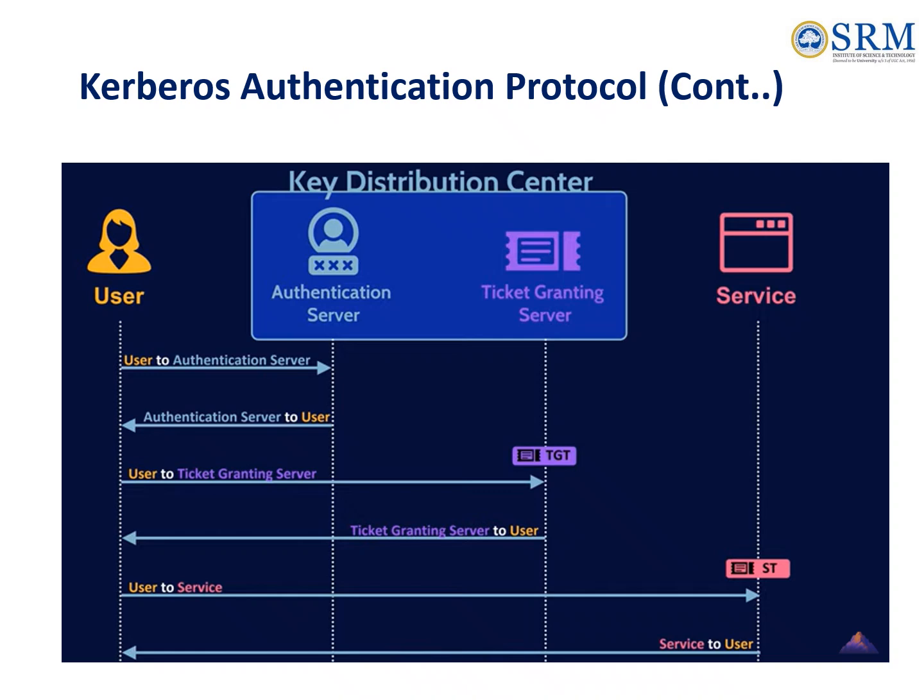In the final stage, the user presents the service ticket to the required service. The service verifies the ticket using its shared secret key. If the verification is successful, access is granted to the user. So overall, Kerberos provides secure authentication using symmetric key encryption, ticket-based verification, and centralized authentication management.